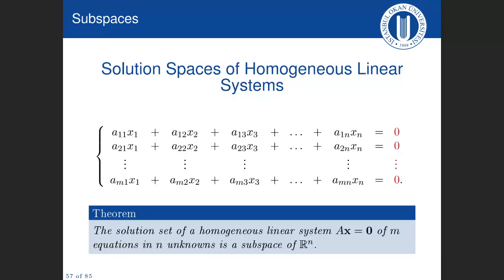Let's talk briefly about solution spaces of homogeneous linear systems. Let me remind you that homogeneous means that the numbers on the right of the equal sign in our linear system are all equal to 0. Theorem: the solution set of a homogeneous linear system AX equals 0 of m equations in n unknowns is a subspace of Rn.